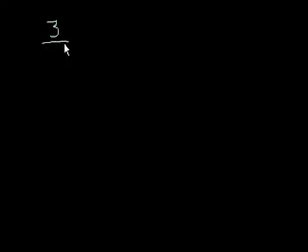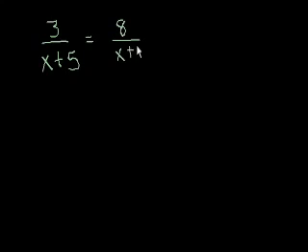3 times (x + 5) is equal to 8 times (x + 2). Well, we do the same thing here, although now we have two expressions that we want to get out of the denominators. We want to get this x + 5 out, and we want to get this x + 2 out. So let's do the x + 5 first.